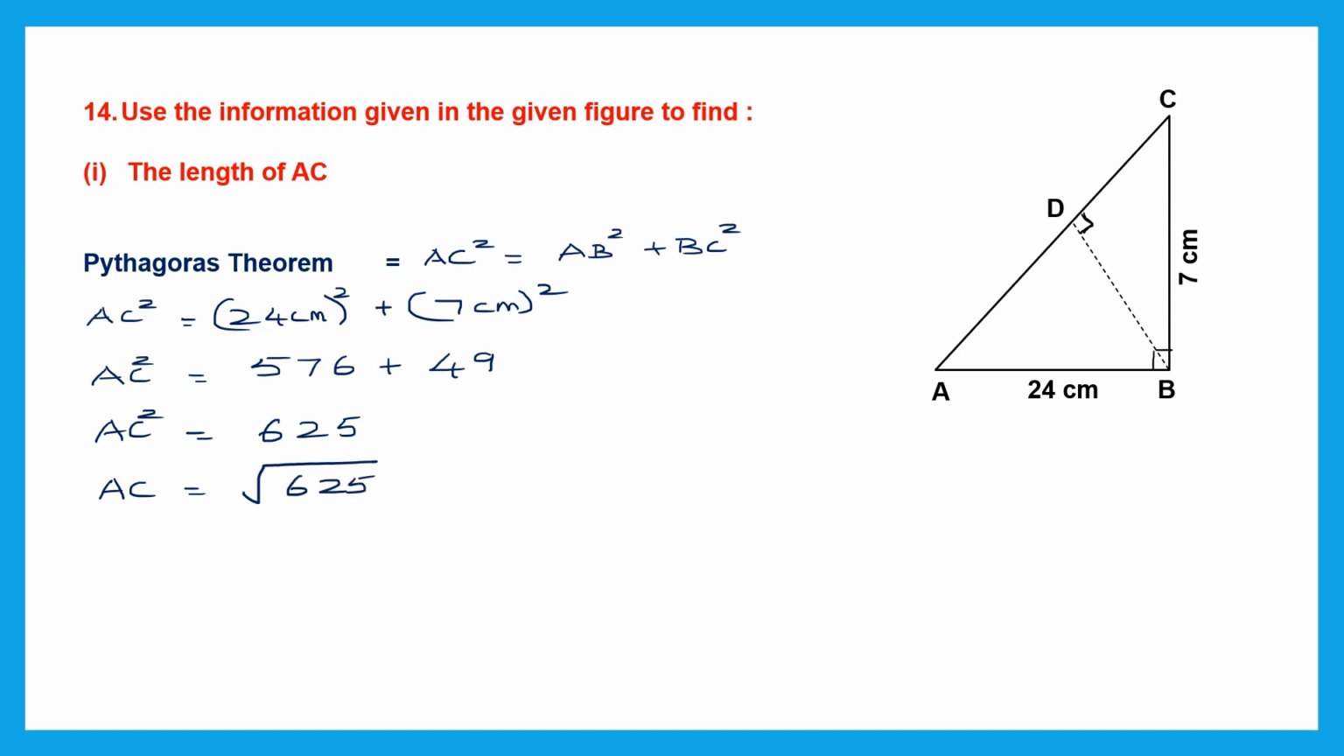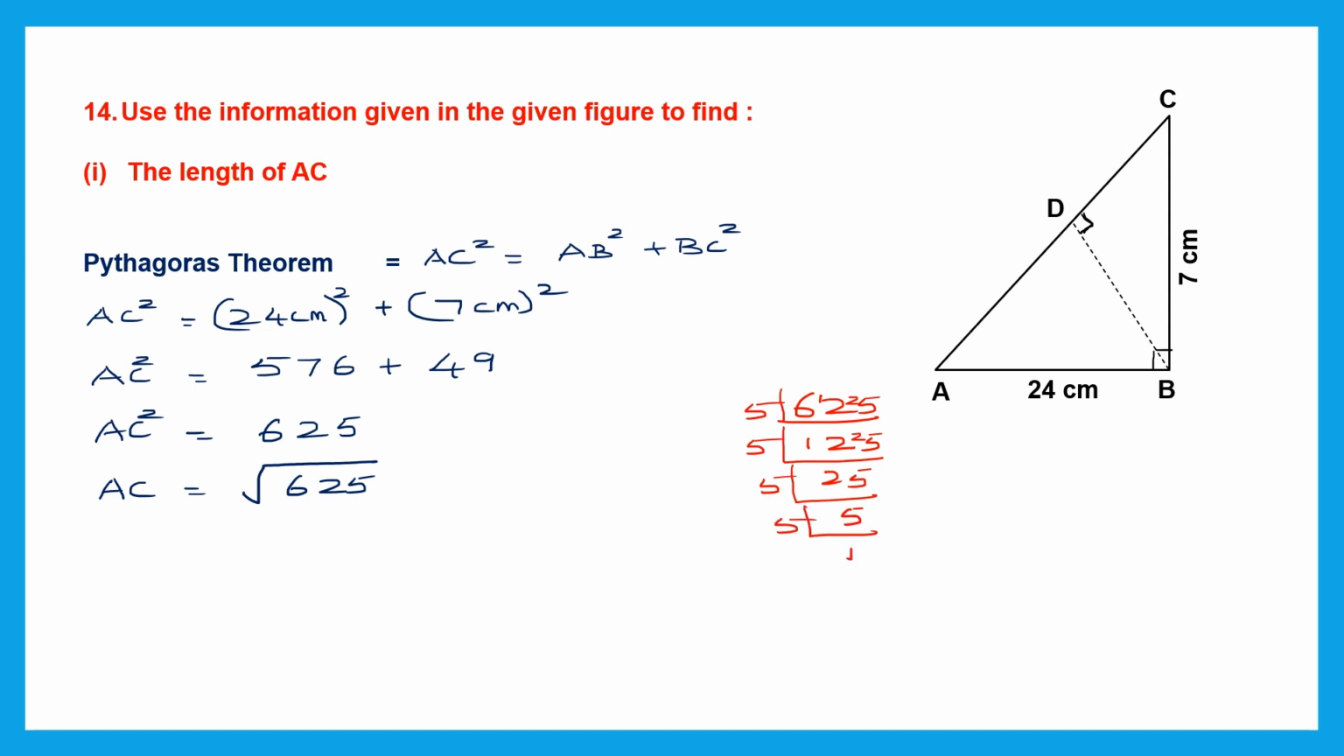625. So let's find the square root of 625. So let's use 5 here. So 5 ones are 5, then we have 12, 5 twos are 10, 25, 5 fives are 25. So again 5 twos are 10, there is 2 left, 5 fives are 25. Then again 5 fives are 25 and 5 ones are 5.